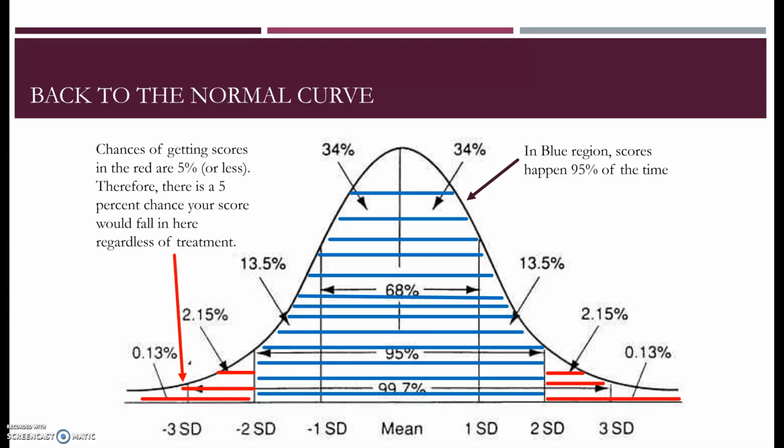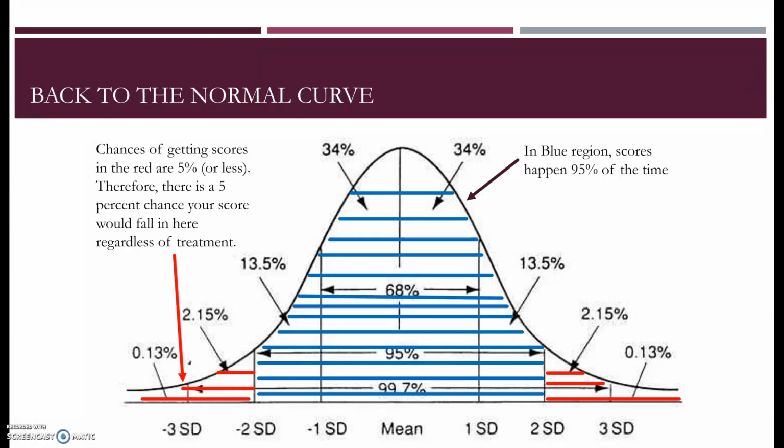And the chance that you're getting something in the red area should be about 5% of the time or less. You see, on one side, let's say 2 standard deviations below the mean, that's only 2.5% of the time. And if you go 2 standard deviations above the mean, that's also 2.5% of the time. So together, that's about 5% of the time.